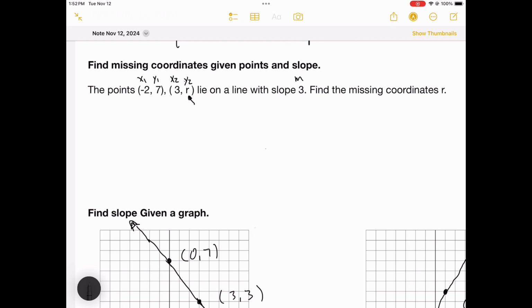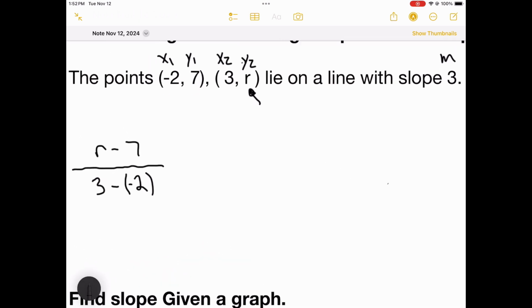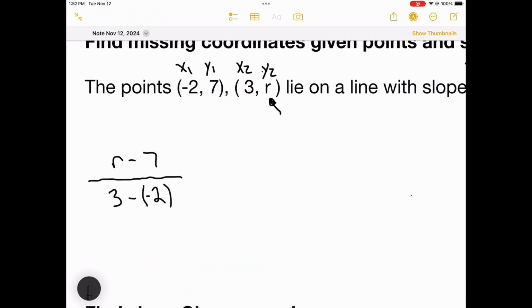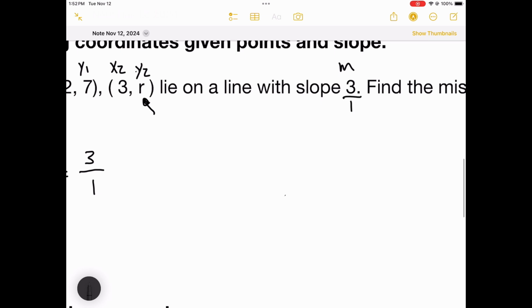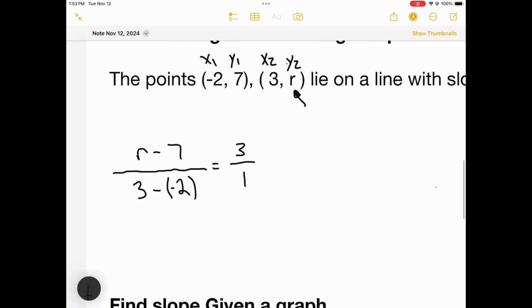So let me use the slope formula. Remember, the slope formula is y2 minus y1 over x2 minus x1, okay? Zoom in here. And it all equals the slope, which in this case is 3 over 1. Because the slope is 3, remember, rise over run, 3 over 1, can be written like that as well.